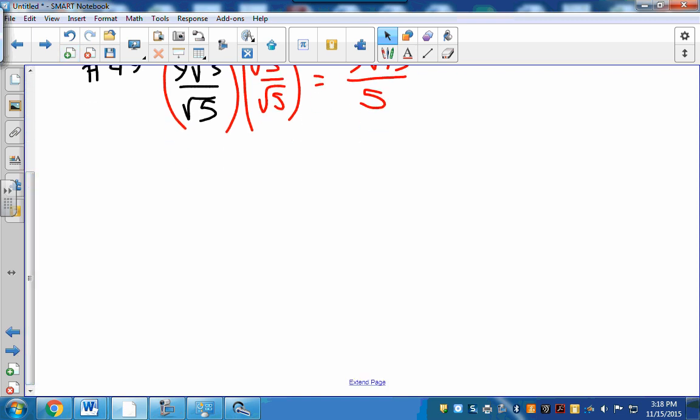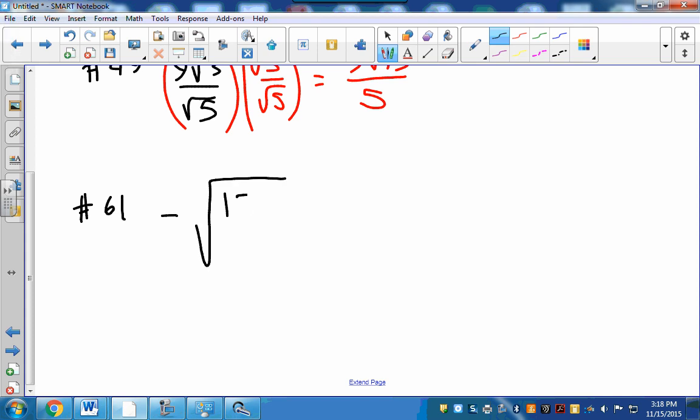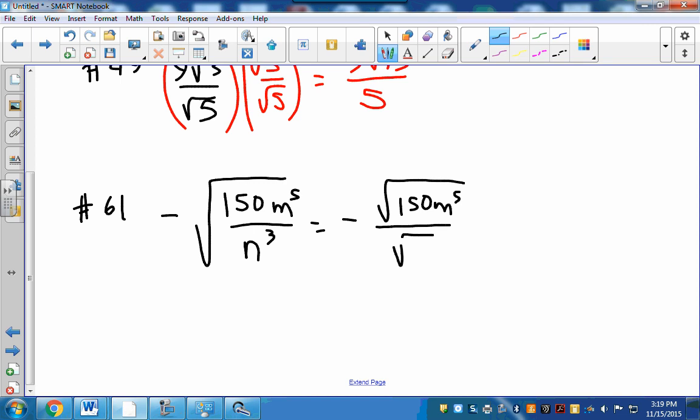Okay, another one. This is problem number 61. We have a negative square root of 150 m to the 5th over n cubed. And the task is to rationalize the denominator. Before I do anything, I'm just going to break this up. We've got 150 m to the 5th, and we've got the square root of n cubed.